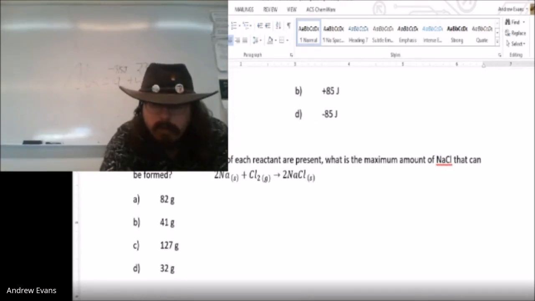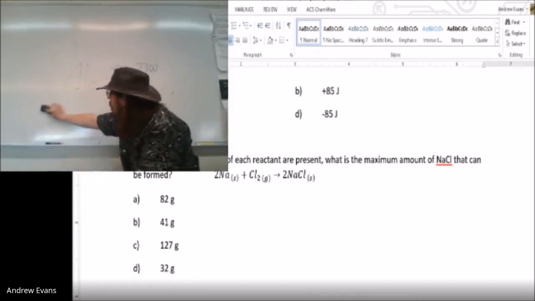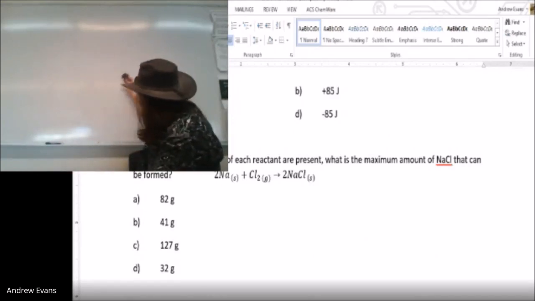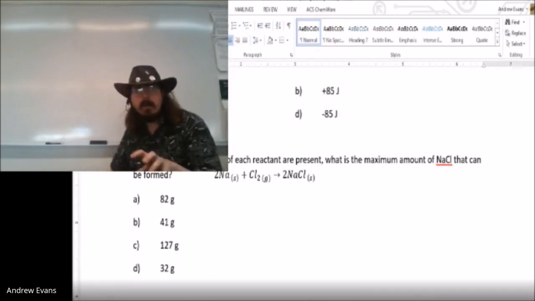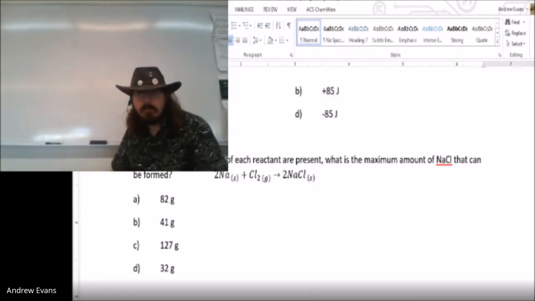Okay. If 50 grams of each reactant are present, what is the maximum amount of sodium chloride that can be formed? Straight up, this problem is a limiting reagent problem. How do I know? Because I'm giving a mass of 2 separate reactants. And my keyword, maximum amount, don't let that fool you. We will choose the amount that forms the least amount of sodium chloride, because that is made by the limiting reagent.